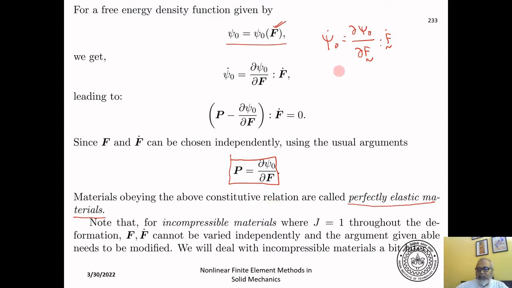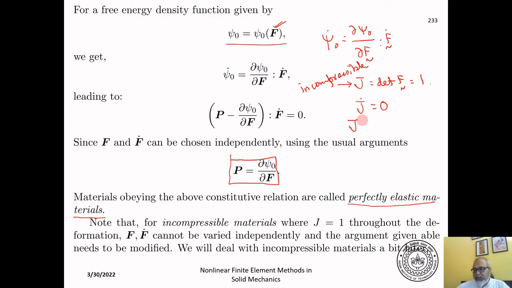There's one point that I want to mention here. These are compressible perfectly elastic materials. We have assumed that these are compressible, perfectly elastic materials. If it is incompressible, then J, which is equal to det F, is always equal to 1 throughout the deformation process. So J dot is 0 for incompressible materials. These materials are called incompressible because the volume is conserved throughout the deformation. So for incompressible materials, J dot is equal to 0.